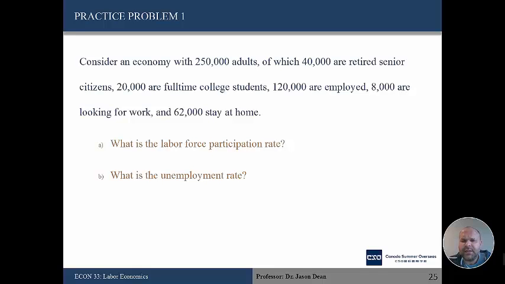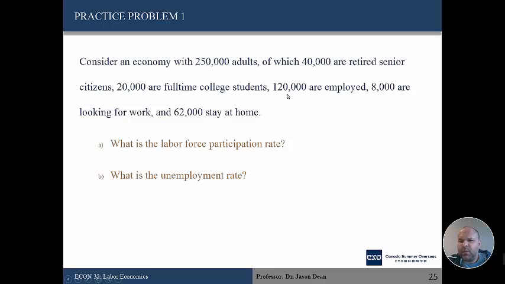What is the labor force participation rate, and what is the unemployment rate? Well, the first thing we'd like to know is what's the labor force here? Okay, so we have 120,000 are employed, 8,000 are looking for work. So that's telling me that that probably is what the labor force is, because it's equal to those who are employed and those who are unemployed but looking for work. So the labor force is going to be 128,000.